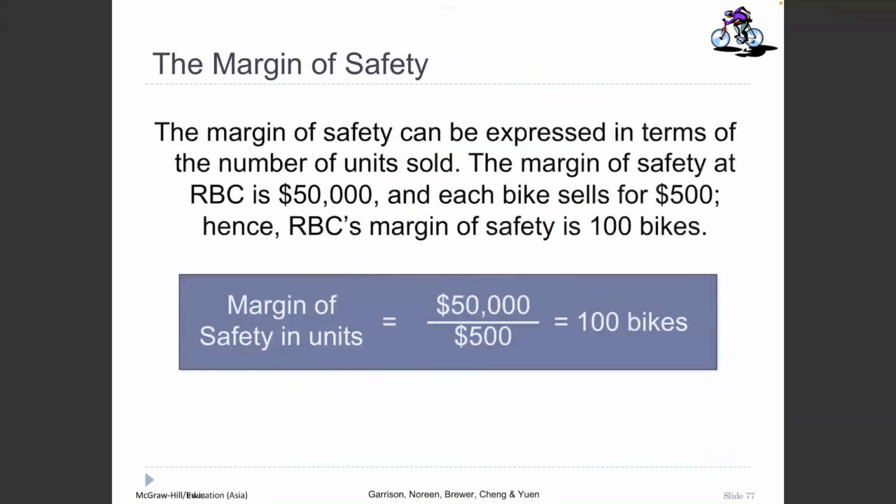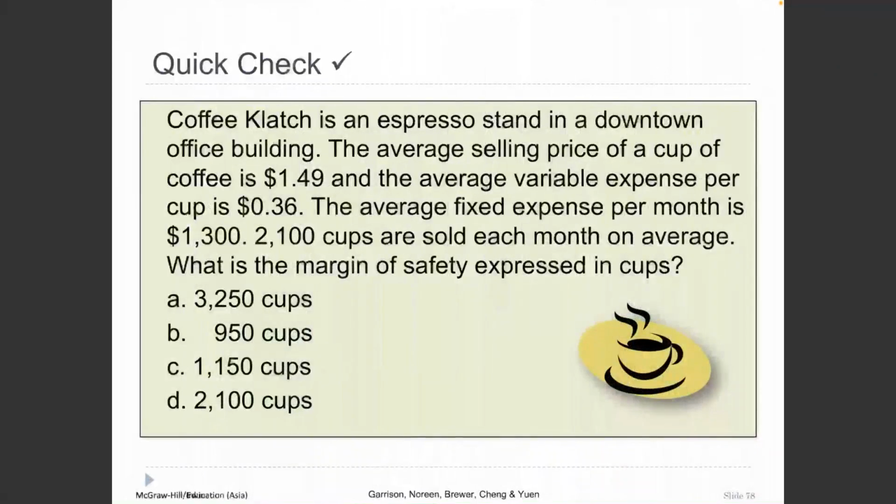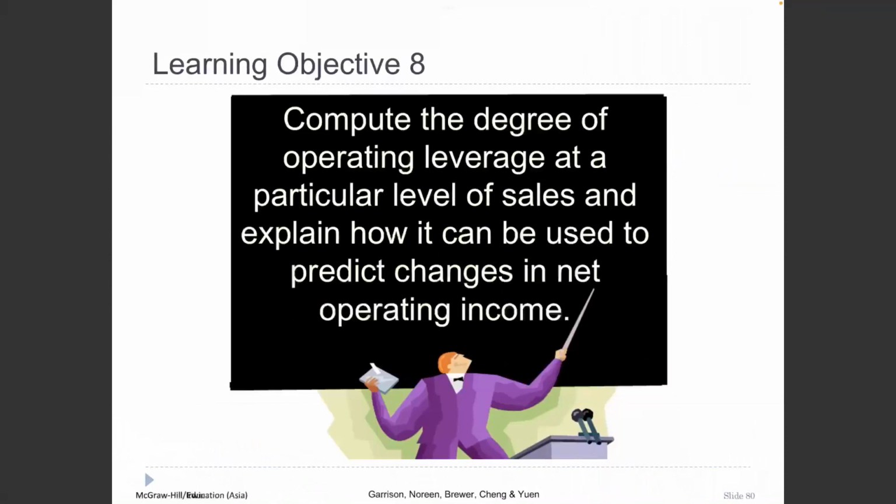Okay, and then it can also be expressed in terms of units. The margin of safety is $50,000, so $50,000 divided by the selling price per unit is 100 units. So the margin of safety can be expressed in dollars, in percentage, and in units. Before you can calculate percentage and units, you need to know the margin of safety in dollars first. Okay, so you can try to attempt the question on your own.